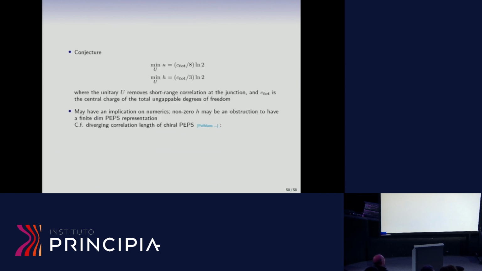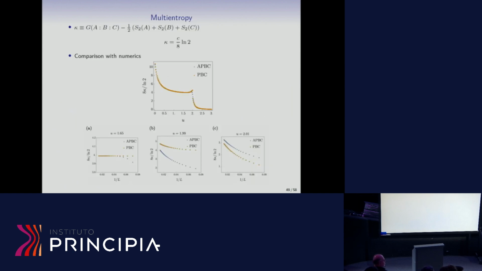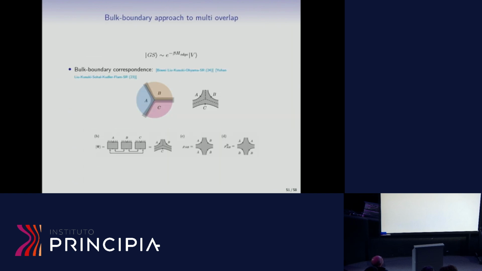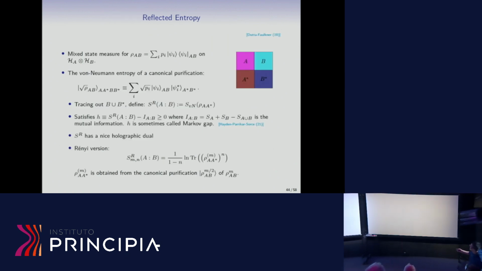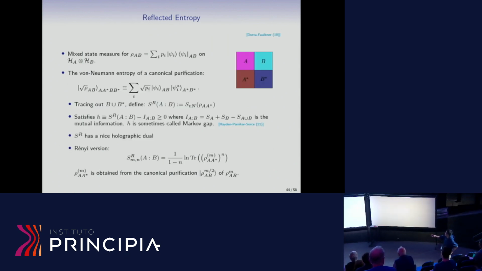I was confused about the inequality, in which direction. Sorry, I have to go back. So it's an upper bound. Yes, it's an upper bound. So the interpretation is that the reflected entropy captures some information, but it always overestimates the information.